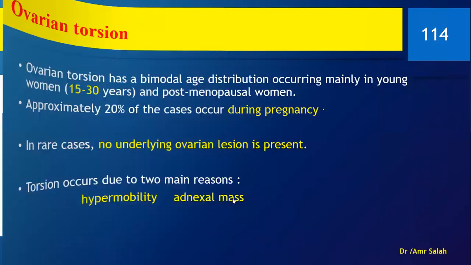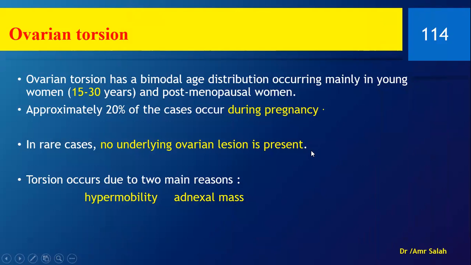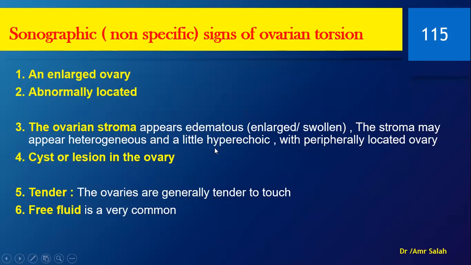Now, what are the signs? Here, it might happen with no underlying ovarian lesion. It can happen with no underlying ovarian lesion, but most commonly it will happen when there is an underlying ovarian lesion or due to hypermobility. Both options exist. Of course, it will be more commonly caused by an ovarian lesion. Yeah, this is the most common, but you have to know that there are other possibilities as well.